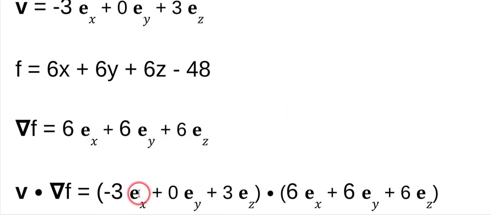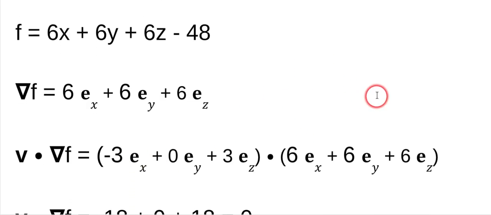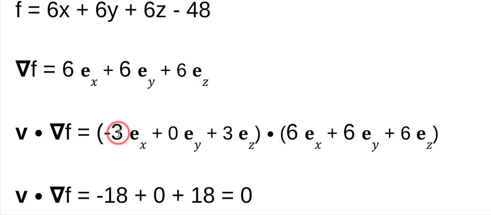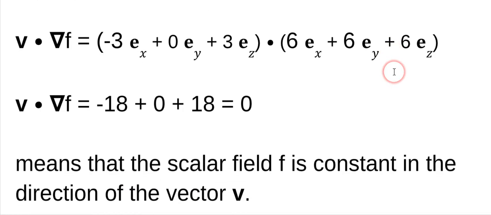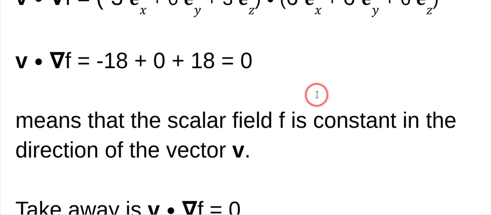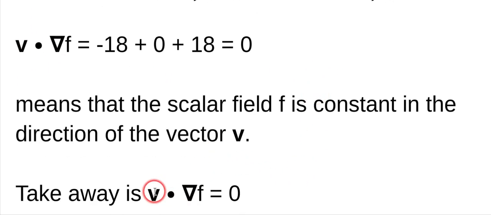Now let's dot it with the vector. The same thing applies for the basis vectors. We just get 3 terms. So negative 3 times 6 is negative 18. 0 times anything is 0. 3 times 6 is 18. So this is 0. Well, what does that mean? It means that the scalar field f is constant in the direction of this velocity vector. So the takeaway from this is that v dot del f is equal to 0.